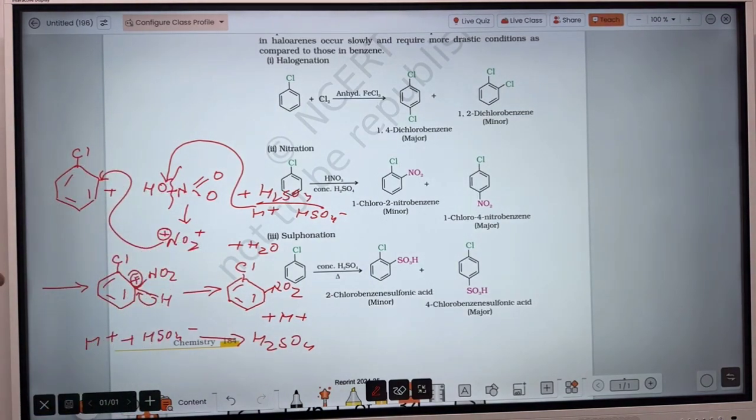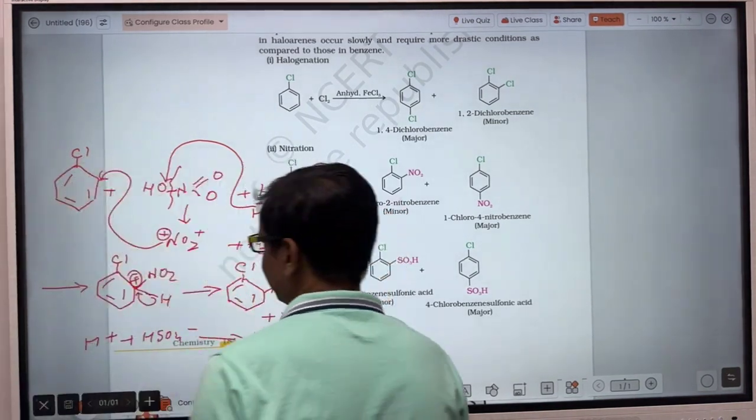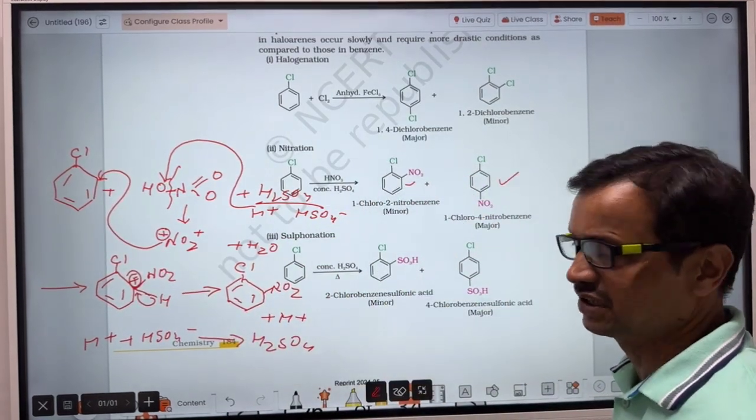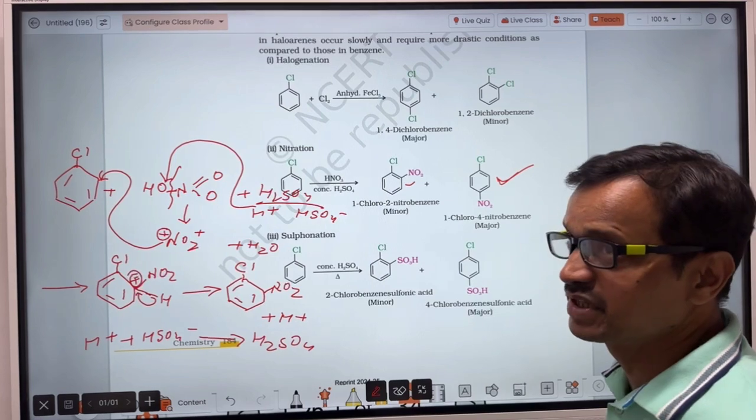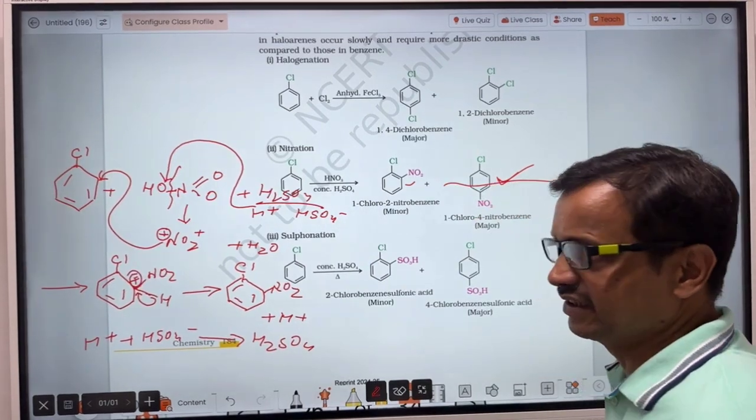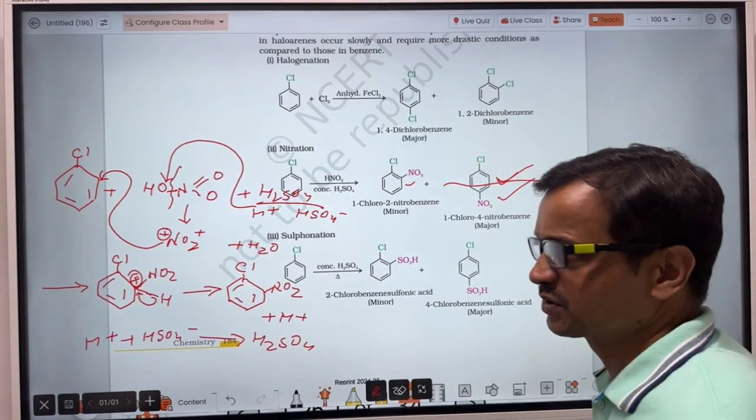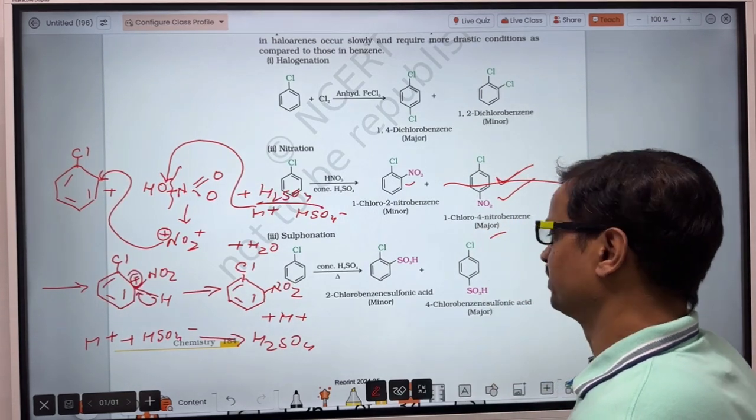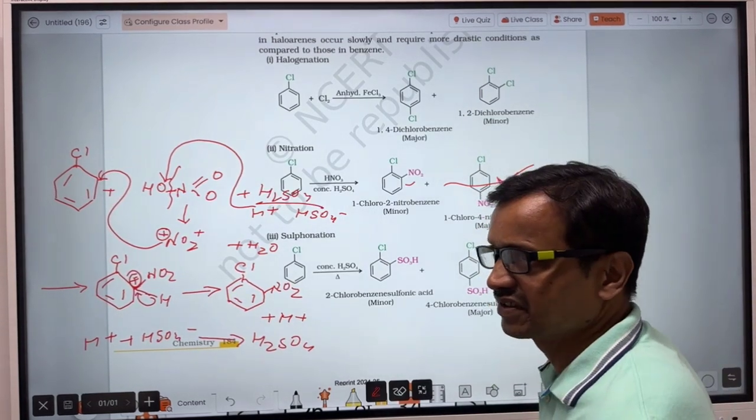Okay, so in the manner in which NO2 combined at the ortho position and at the para position, the para substituted product is the major product due to its symmetry. That's why the para substituted product will be the major product. So that's why 1-chloro-4-nitrobenzene is the major product.